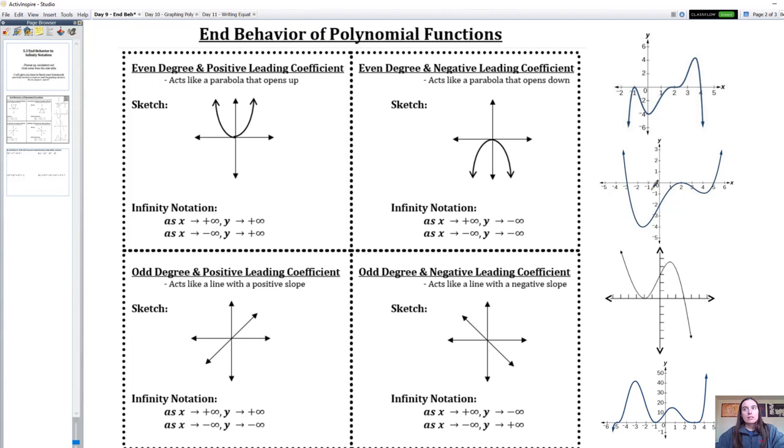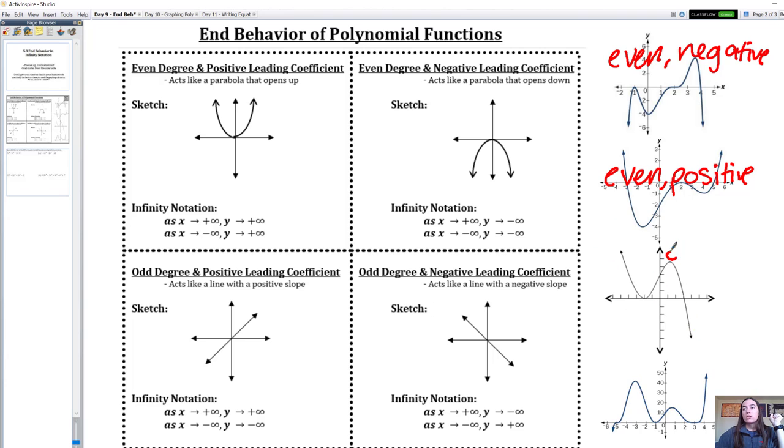On this right-hand side, we have examples of different graphs of polynomials. In the first one, we have arrows pointing downward in the same direction. Since they're going in the same direction, that tells me it's even. And since they're pointing down, that tells me it's negative. In the next one, we have arrows going in the same direction again, but they're pointing upward this time. So this one's still even because the arrows are going the same way, but it's going up, so it is a positive polynomial.